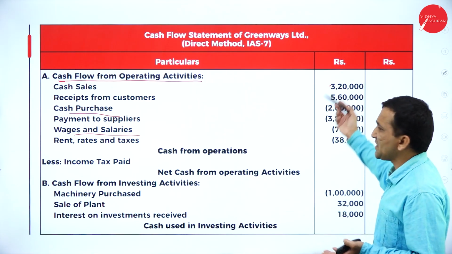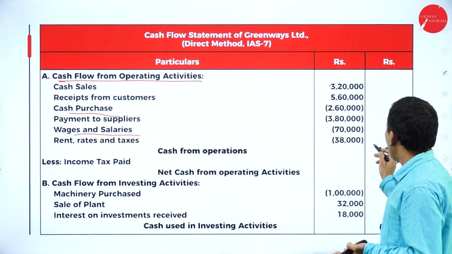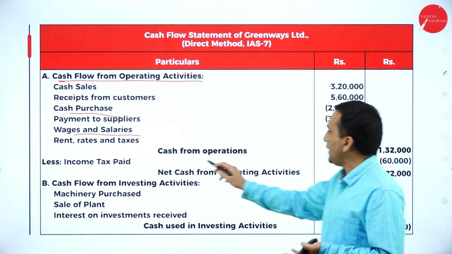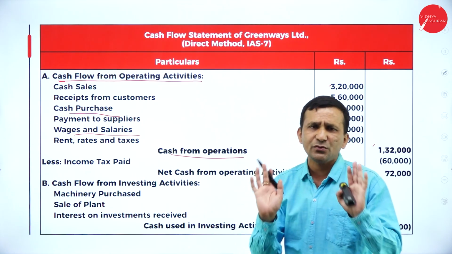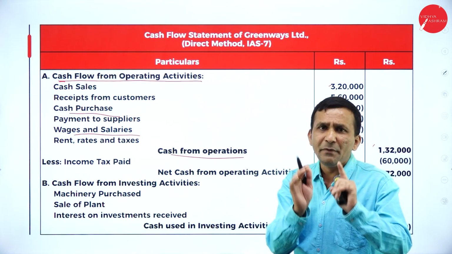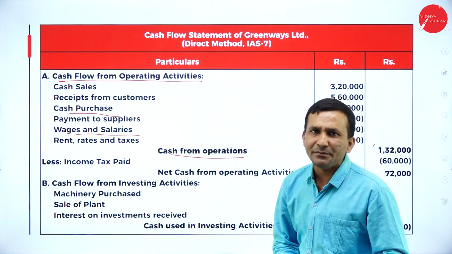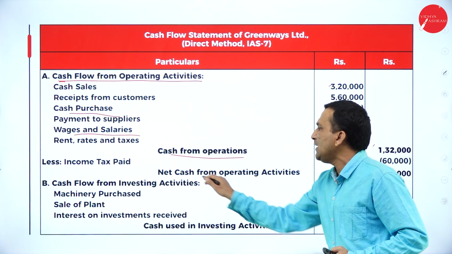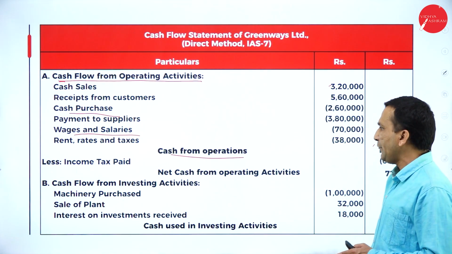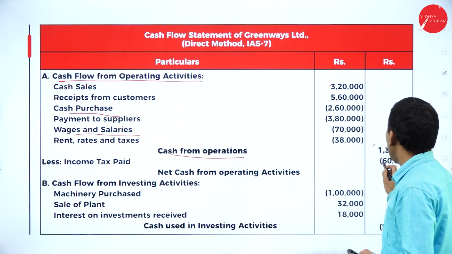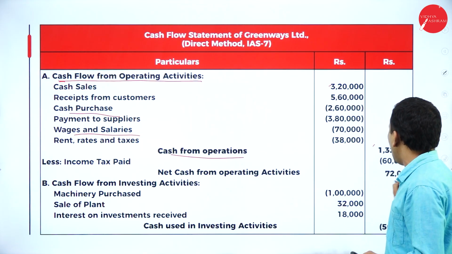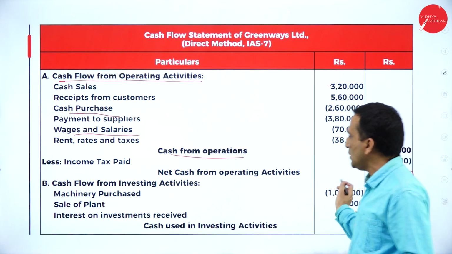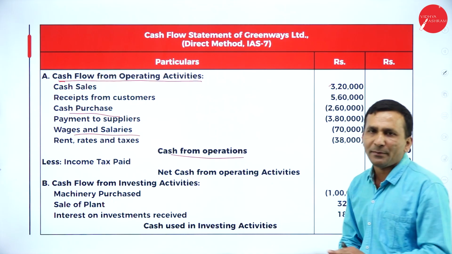After adjusting, whichever sign you are getting more, you are getting the positive sign. We call it cash from operation, because there is an income tax item given, so we need to subtract it. Then only will we get the net cash flow from operating activity. After subtracting income tax 60,000, the difference, positive 72,000, we call it the net cash flow from operating activity.